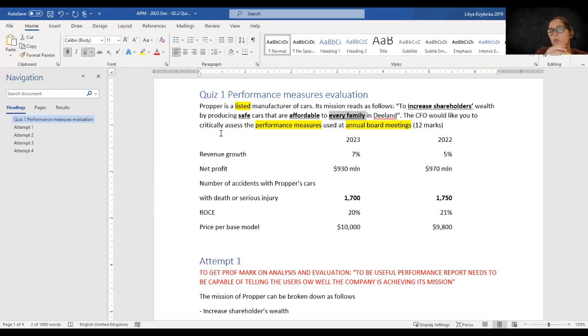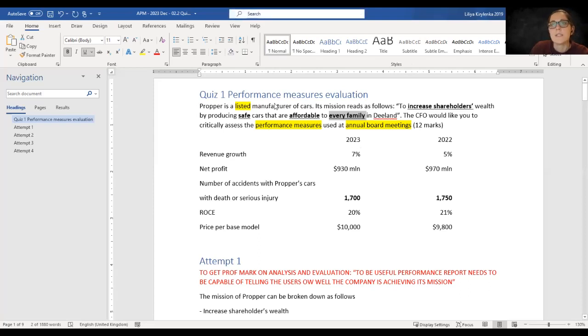We have revenue growth that does not really relate to any part of the mission, and that is something that we can say. Revenue growth does not have anything to do with increasing shareholders' wealth because shareholders care about their net result. So we need to take into account costs. It cannot say anything about how safe the cars are, and it cannot say anything about affordability.